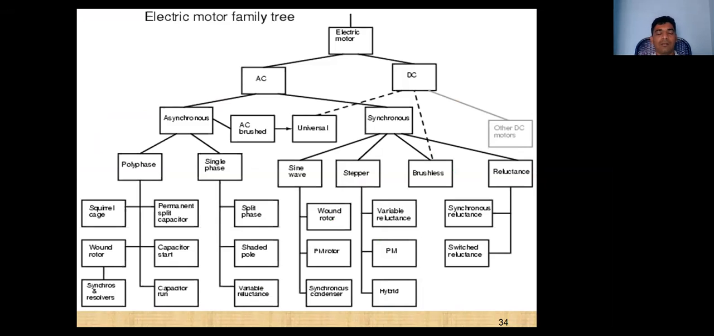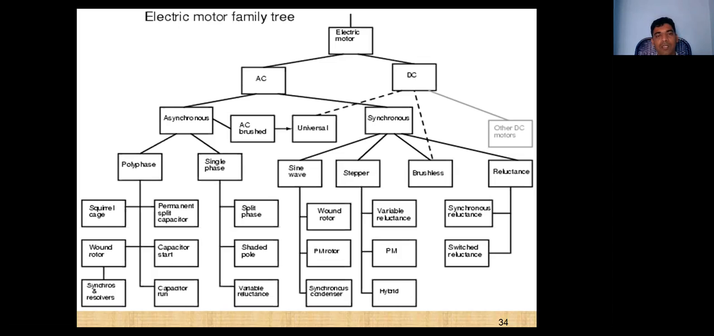So, the general classification of different motors. Electric motors may be AC or DC. Coming to the AC, asynchronous or synchronous. Coming to the asynchronous motor, it has AC brushed motors and universal motors, which may come under DC also. Coming to the synchronous motors: sine, stepper, brushless, reluctance, four types of motors are available.